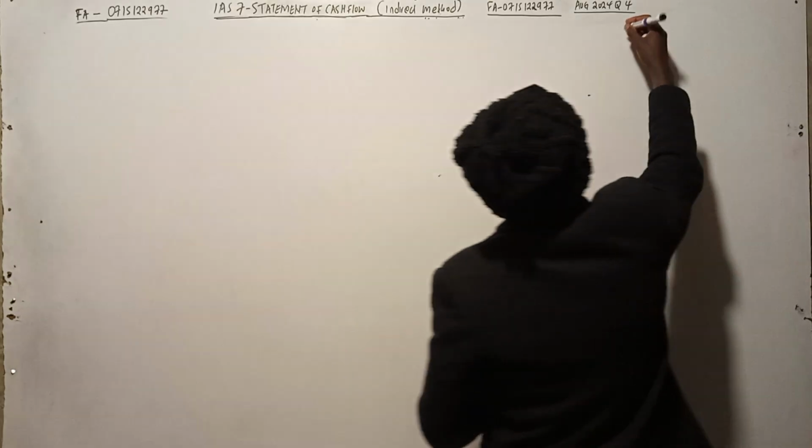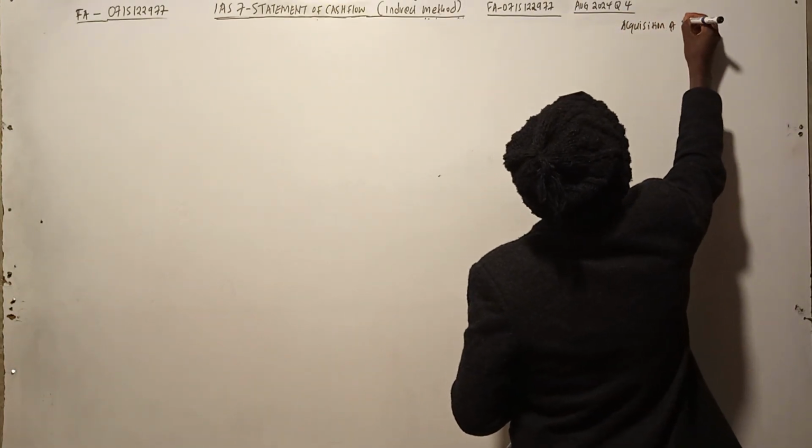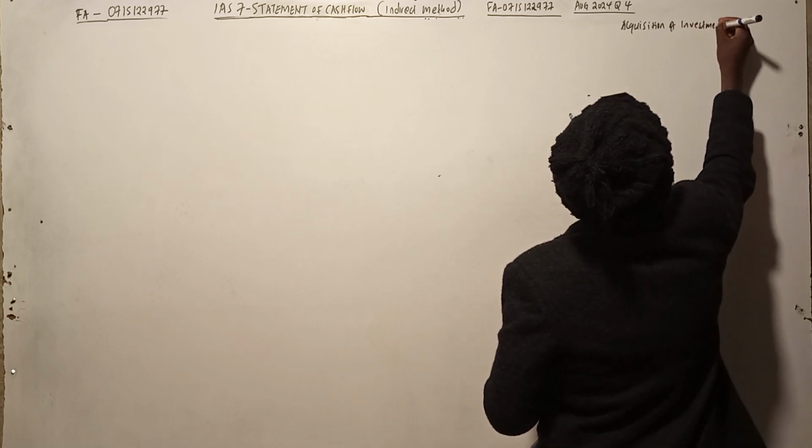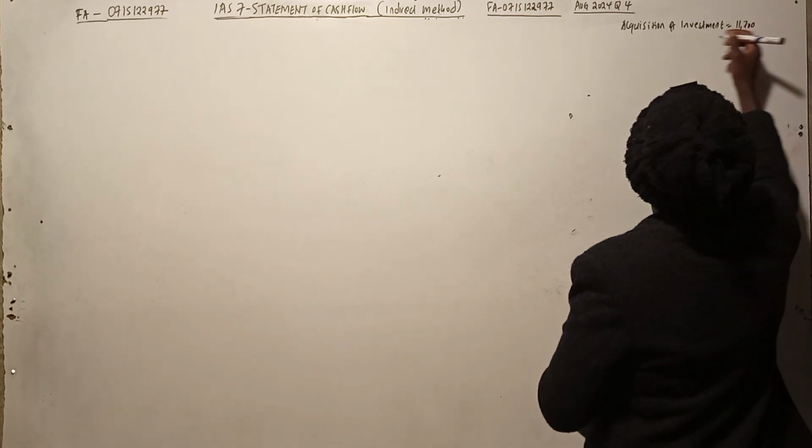Let's start with working number 1. Precious Ltd purchased an investment of 11,700 during the year. So we have an acquisition of investment. Working number 1: acquisition of investment, which is 11,700. We shall put our items in thousands. That one will go to the investing activities.